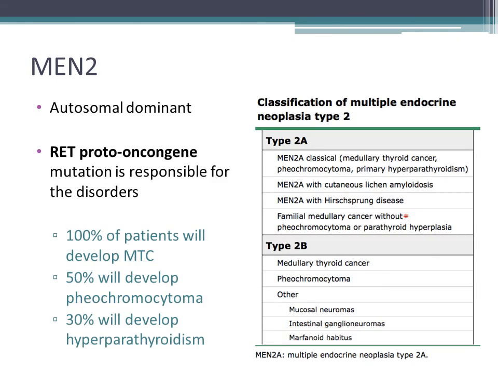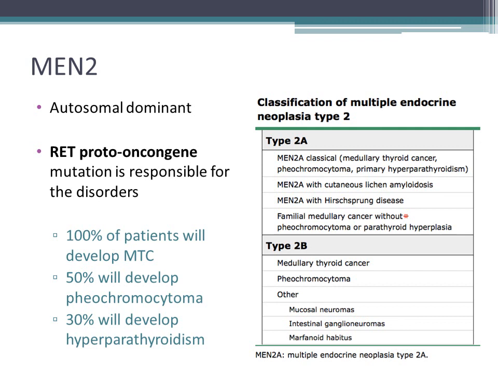Moving on to multiple endocrine neoplasia type 2. It's autosomal dominant, mainly driven by RET oncogene. It's very important to remember that gene. So mutations in RET oncogene are responsible for this disorder. 100% of patients will develop medullary thyroid cancer. 50% will develop pheochromocytoma, and 30% will develop hyperparathyroidism. Those are the three main aspects of multiple endocrine neoplasia type 2.